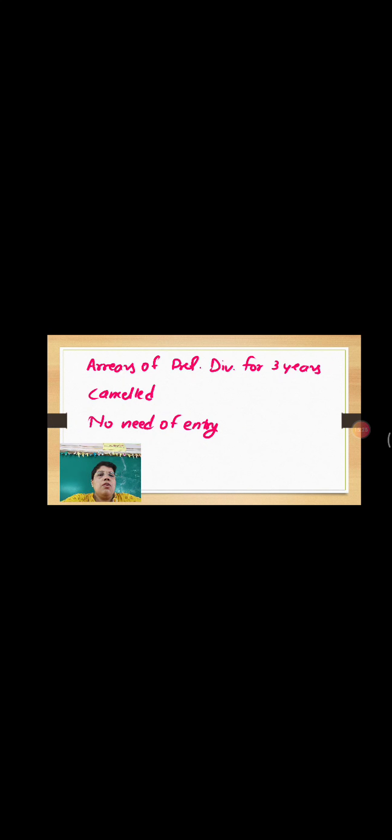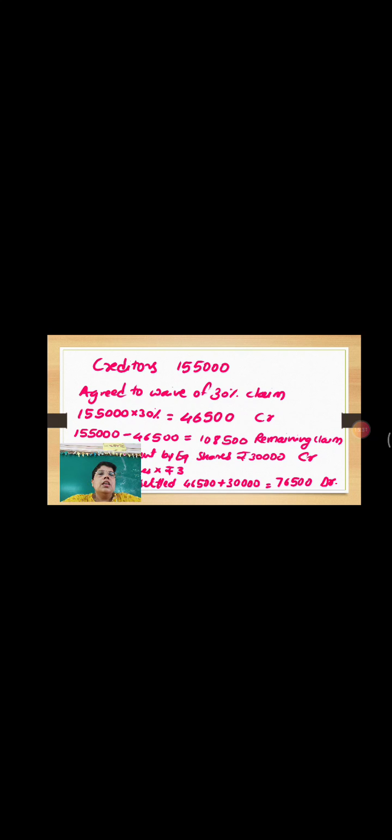Next, I have already told you the arrears of preference dividend have been cancelled, so there is no need for any journal entry there. Now let us come to the creditors adjustments. Creditors are given in the balance sheet as 1,55,000 and they are going to waive off 30% of their claim. So calculate 30%. So 1,55,000 into 30% makes 46,500. So that is going to be waived off. So that is the reduction. So we are going to credit it to the capital reduction account.